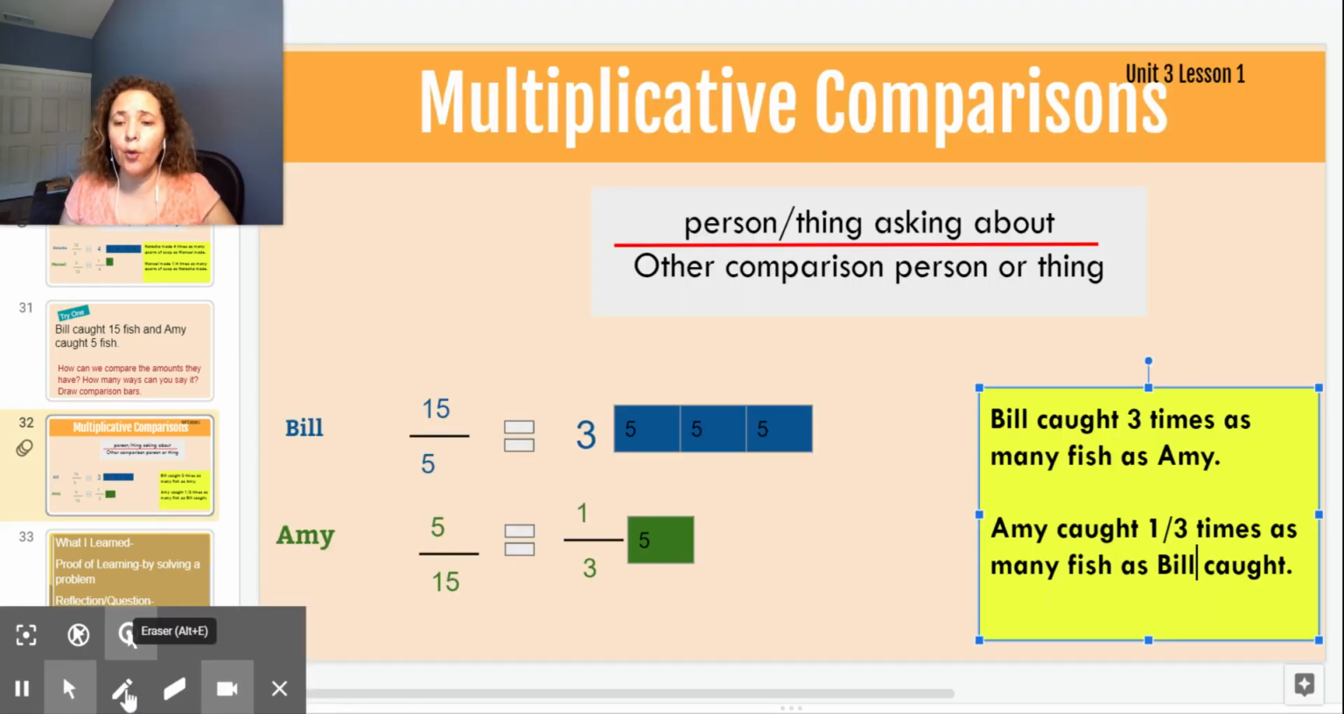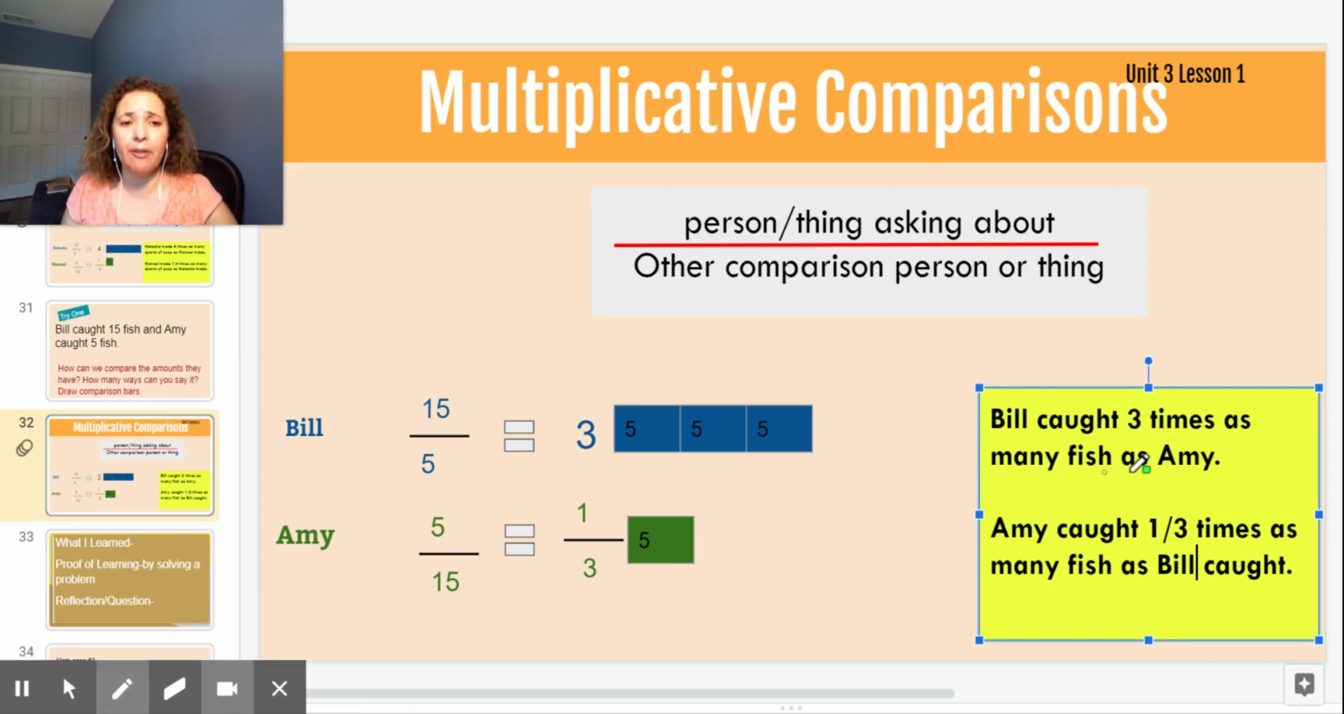All right, so Bill caught 3 times as many fish as Amy, or you can say Amy caught 1/3 the times as many fish as Bill caught. Here are my comparison bars. Bill caught 5, 10, 15. Amy caught 5. So what am I comparing? The person I'm comparing is Bill, which is 15. Who am I comparing to? Amy. Amy was 5.